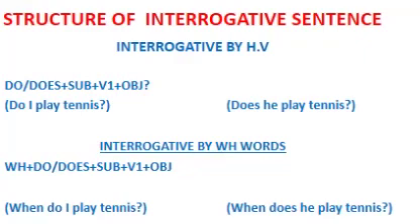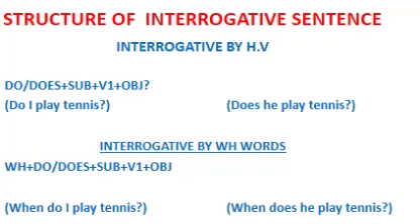The structure of interrogative by helping verb is: we have to use the helping verb at the first, and we know which helping verb we use in this tense, do or does. So we will use do or does at the first, then the subject, then the verb's first form, and then the object. For example, do I play tennis, or does he play tennis?